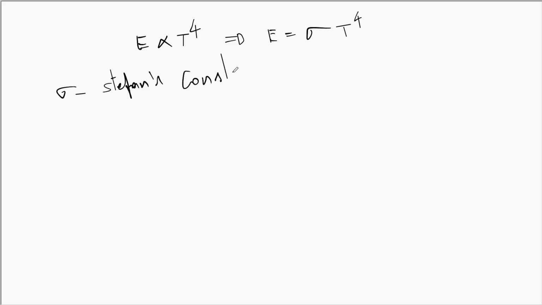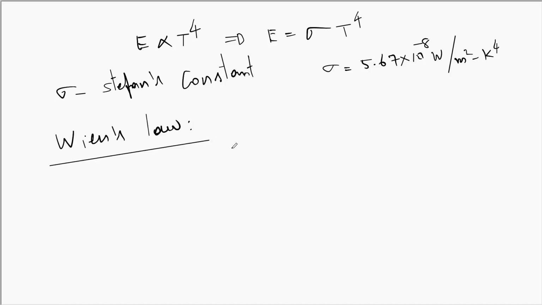We write the emitted radiation E as proportional to T^4, and this gives E equals sigma times T^4, where the constant sigma is called Stefan's constant. Its numerical value is sigma equals 5.67 × 10^-8 watts per meter squared Kelvin to the power 4. Now we shall discuss Wien's law.